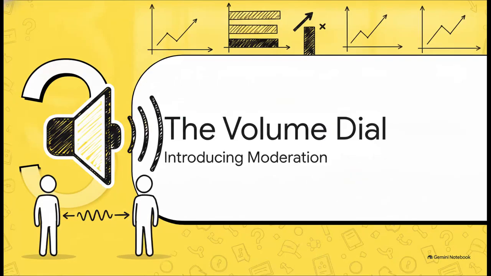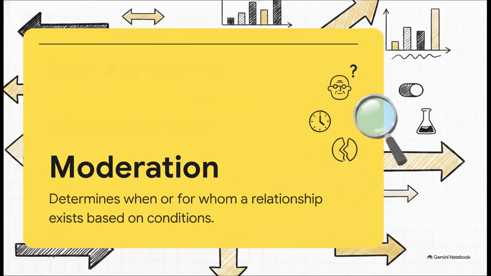Moving right along to Section 3, moderation, the volume dial. Here we meet our second hidden force, the moderator. I like to think of this one as a volume dial on a relationship. So instead of explaining the why, a moderator explains under what specific conditions a relationship is strong, weak, or if it even exists at all. Think about individual difference variables like someone's age or specific experimental conditions. The moderator doesn't explain the sequence of events, it dictates the intensity of the effect.